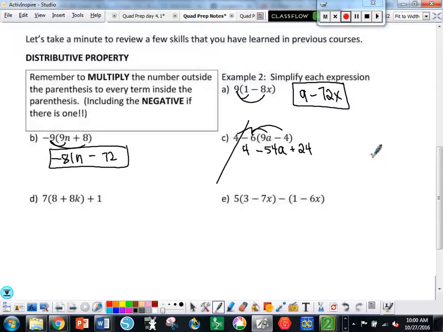Parentheses, yeah, parentheses are happening. Now when I'm combining like terms, I'm going to combine the 4 and the 24. I like to write them down so the variables come first. I'm going to call it negative 54a, and then what? Plus 28.